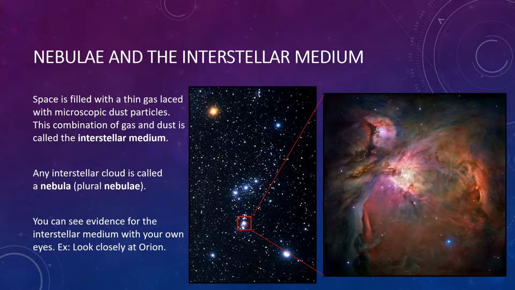You can see evidence for the interstellar medium with the naked eye. Look carefully at the constellation Orion, like you see in the image here in the center. While most stars appear in the constellation as sharply defined points of light, the middle star, which I've boxed, in Orion's sword, has a fuzzy appearance. This is not actually a star at all, and in fact, if you zoom in on it, you find the Orion Nebula, a cloud in interstellar space.